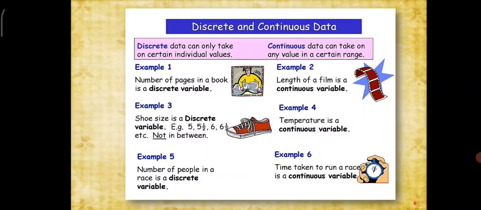What about continuous? Time taken. Time taken cannot be stated individually; it has to be taken within a limit. So easy to understand. Discrete means individual values. Continuous means within a limit or range, and you can take any values.